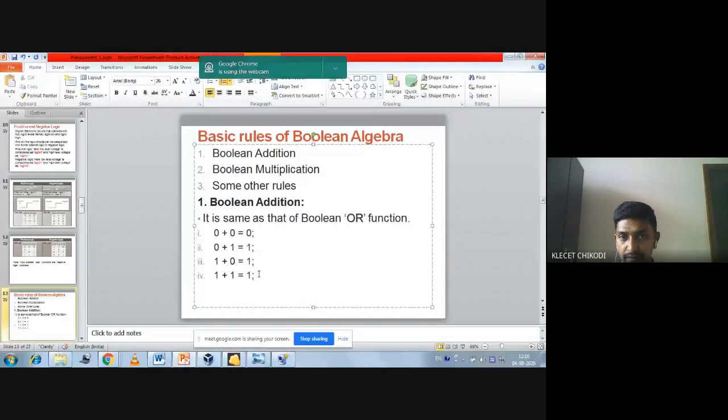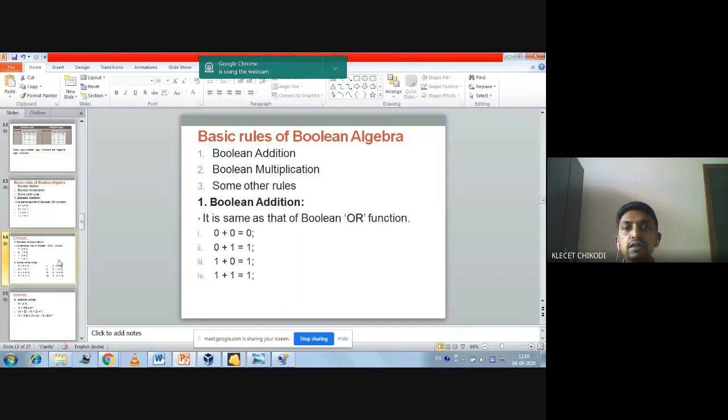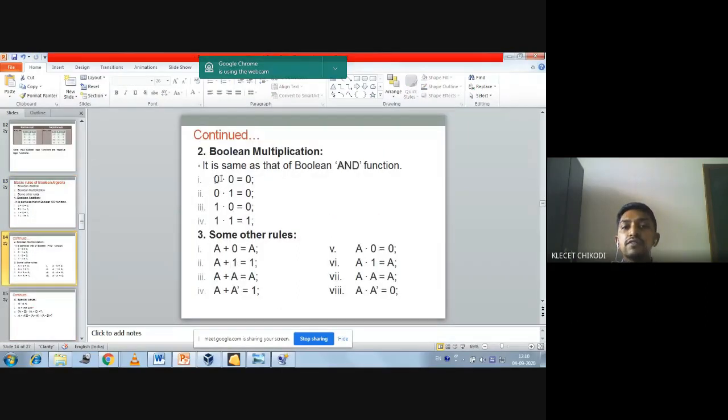Fine. Similarly, the Boolean multiplication is the same as the Boolean AND function here. 0 dot 0 is again 0, 0 dot 1 is 0, 1 dot 0 is also 0, and 1 dot 1 is 1. So the outputs of these input combinations are always like this only.